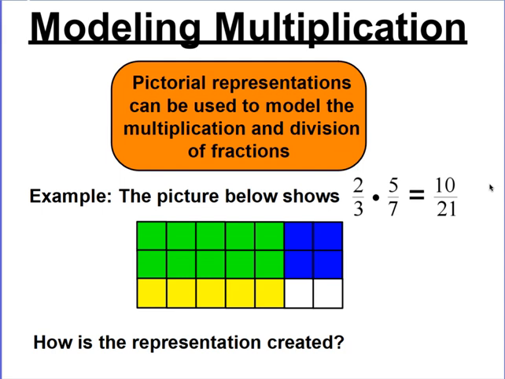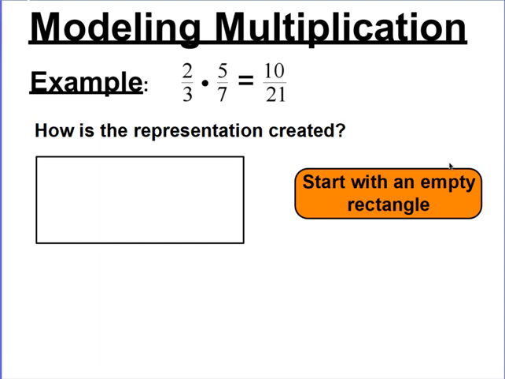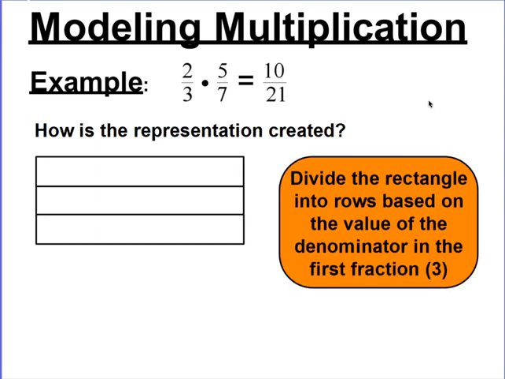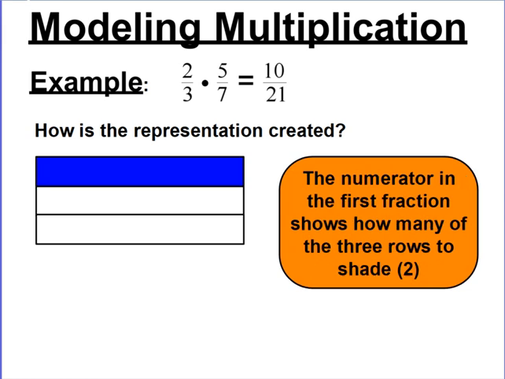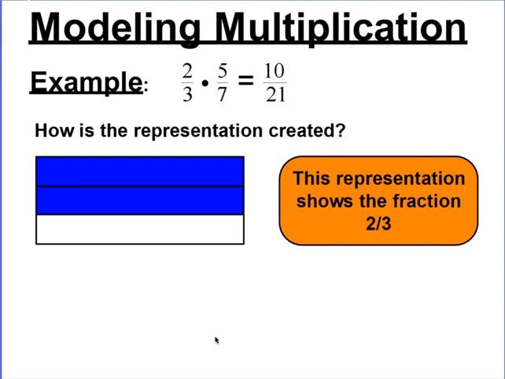We're going to figure out what all that means as we go through the lesson. So how do we draw this? What we do first is start out with a blank rectangle, and we're going to draw rows and columns in this rectangle. The first fraction is going to tell us how many rows to draw. So here, if the denominator is 3, I'm going to draw 3 rows. Since the numerator is 2, I'm going to color in 2 of those rows. What that does is it shows the first fraction in the problem, 2/3.